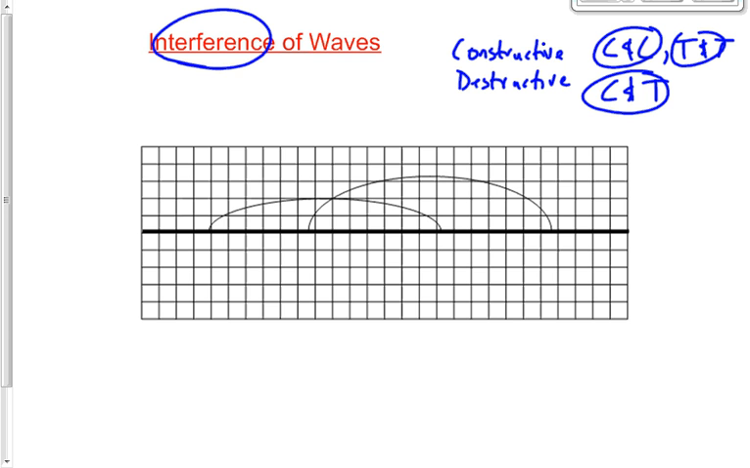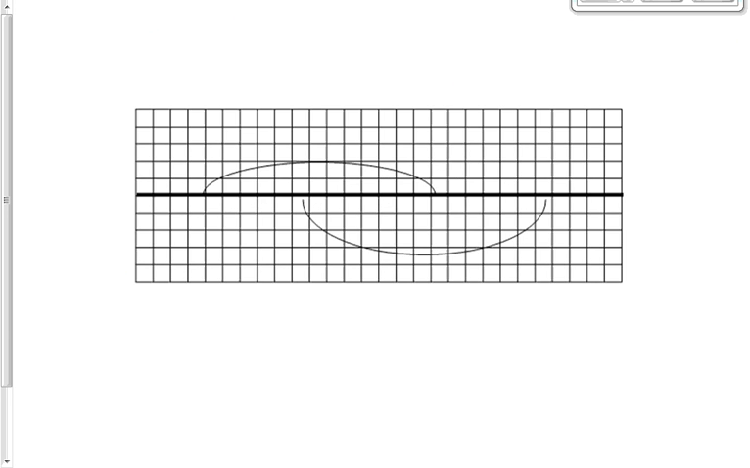This was constructive interference, get a bigger wave. This one we did yesterday was destructive interference. We get a small wave. Do you guys remember how to do these? Let's just take a look at a couple of points here, okay? Just a couple of points.